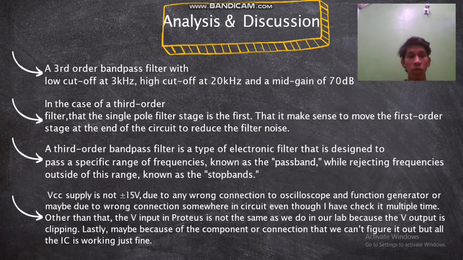The VCC supply is not plus minus 15 volt, maybe due to a wrong connection to the oscilloscope and function generator, or maybe due to a wrong connection somewhere in the circuit, even though we have checked multiple times. Also, the V input in the simulation is not the same as in our lab because the V input is clipping. Maybe it is because of the component or connection, but all the ICs work just fine and we got the result.